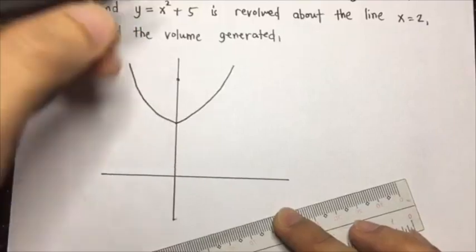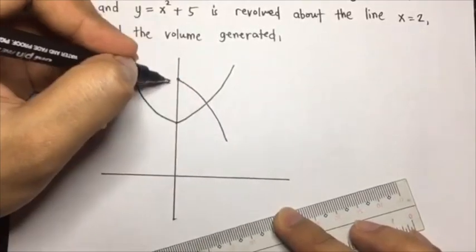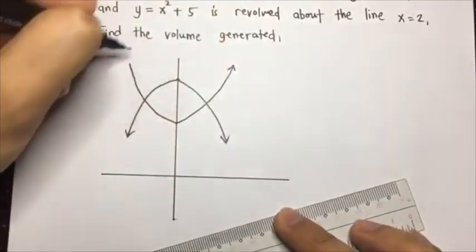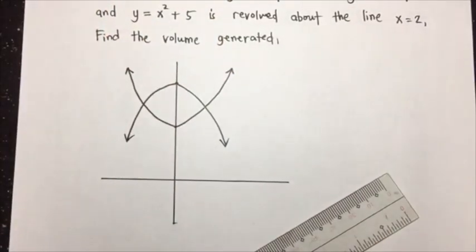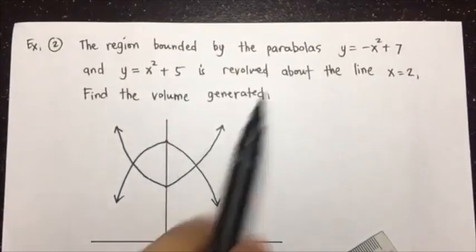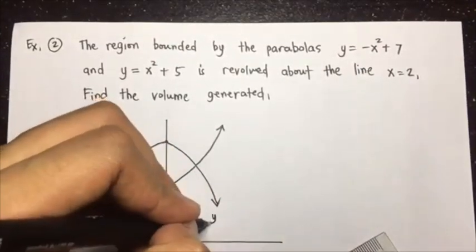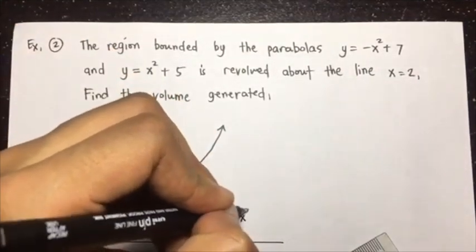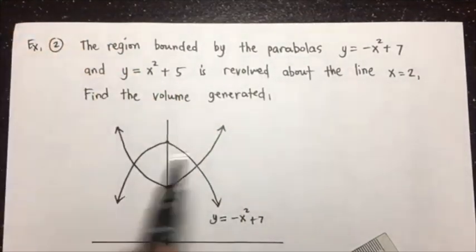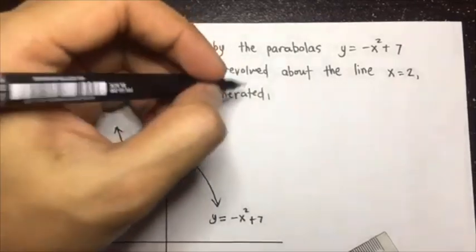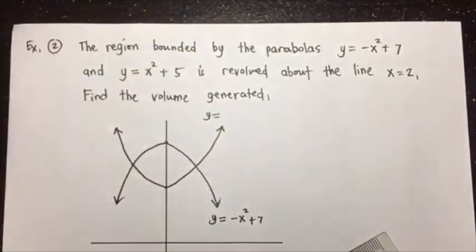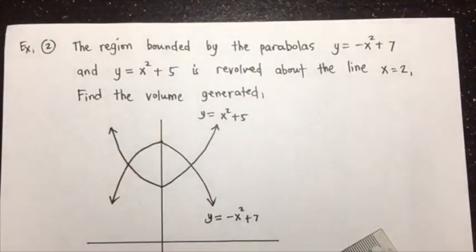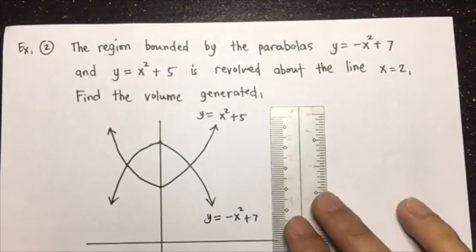Okay, and then y is equal to 7 there. So our graph should look like this. The parabola facing downward is y is equal to negative x squared plus 7, and the parabola facing upwards is y is equal to x squared plus 5. Then we revolve it about the line x is equal to 2.